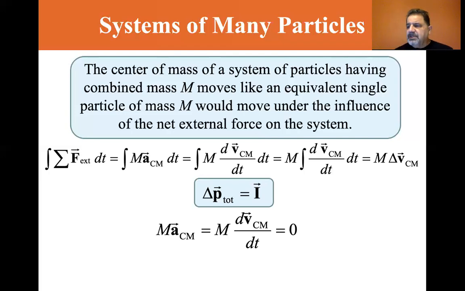So P total is the total momentum of the system. Now, this is for a non-isolated system. If the net external force on the system is equal to 0, the system is isolated. And that's when we get this equation: the mass times the acceleration of the center of mass, the mass times dVcm/dt, equals 0. That's an isolated system.